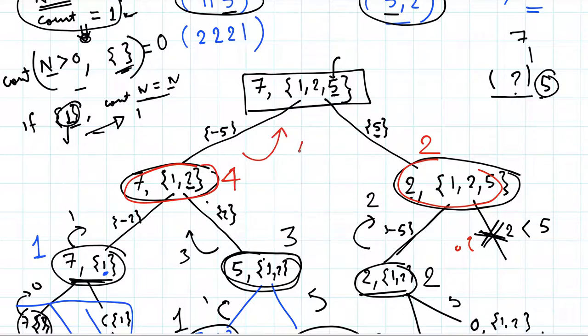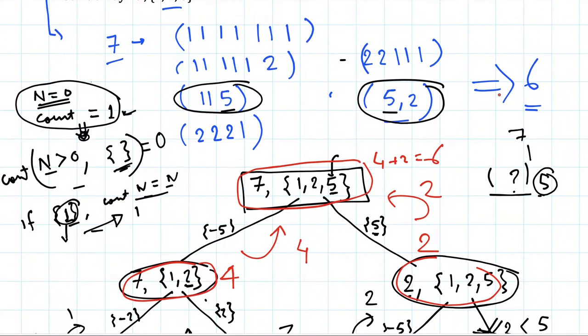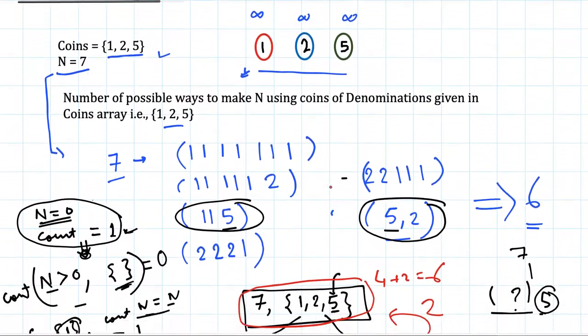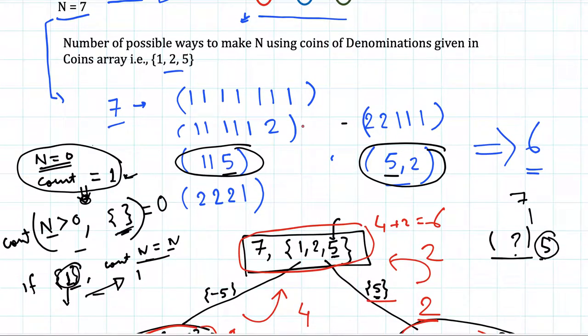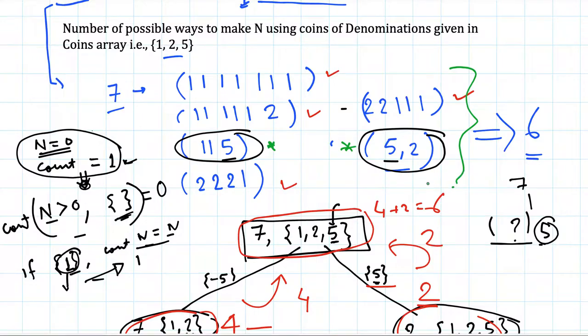So this part has 2, and this part has 4. So it will return 4, this will return 2, and ultimately this will have 4 plus 2 is equal to 6. So including 5 we had 2 solutions, excluding 5 we had 4 solutions. Here you can see that excluding 5 we have 4 solutions, and including 5 we had 2 solutions. So this exactly matches with whatever we had done manually.